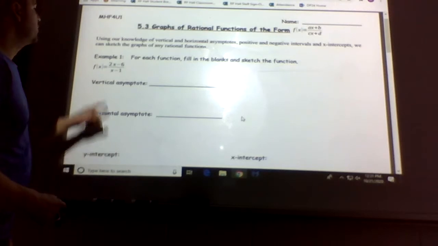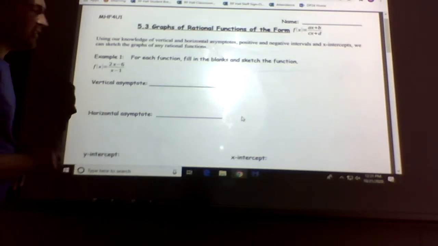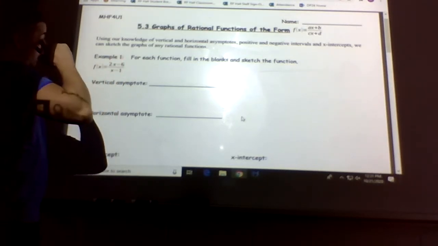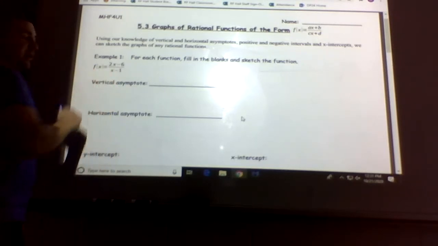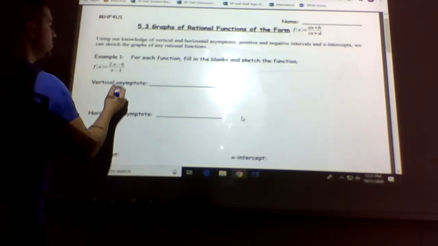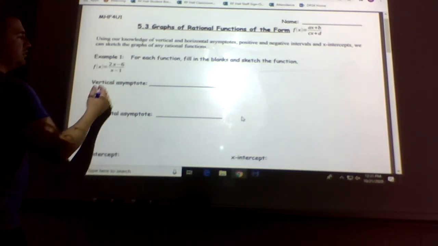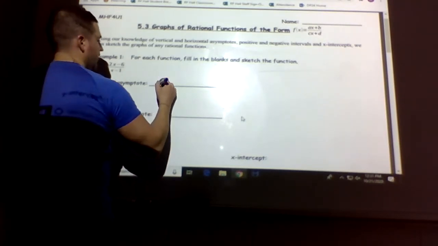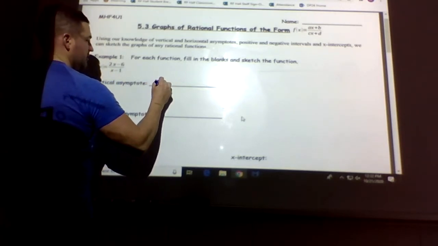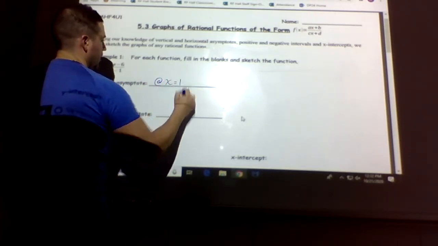So first one, vertical asymptote. We find that by seeing what number will make the denominator equal to 0. So what can I plug into x that will make this whole thing 0? Well, we could plug in 1. So we have a vertical asymptote at x equals 1.